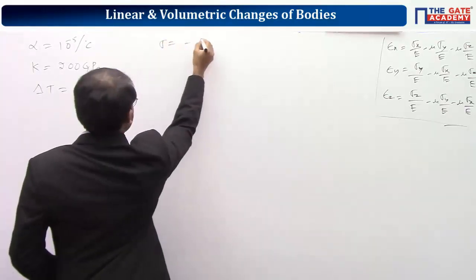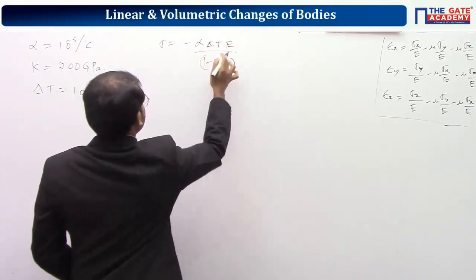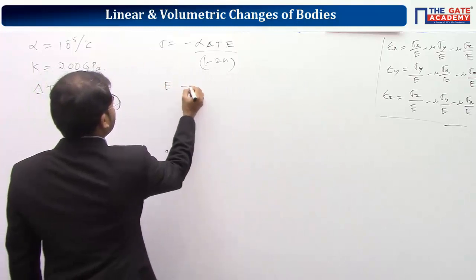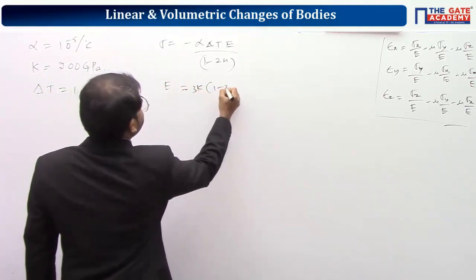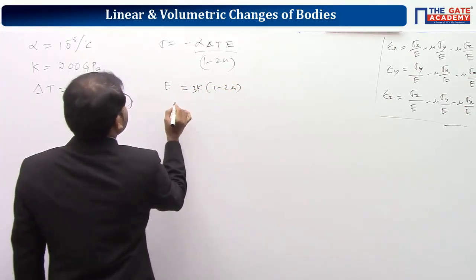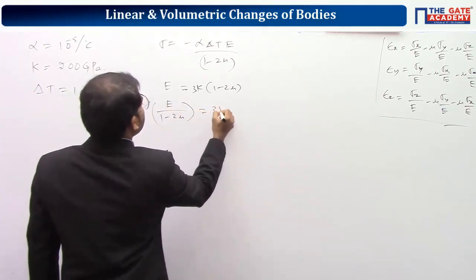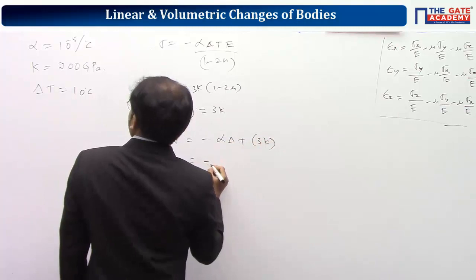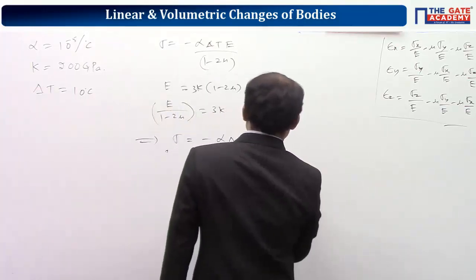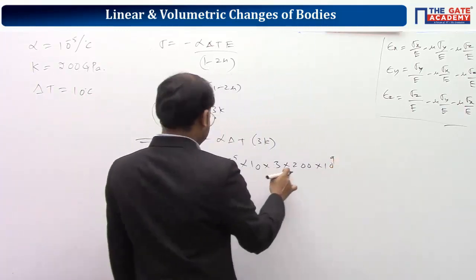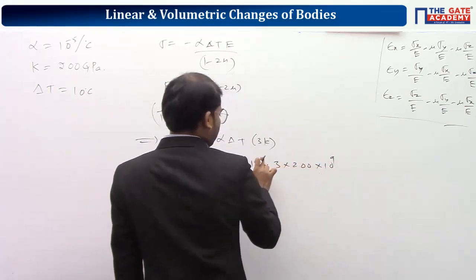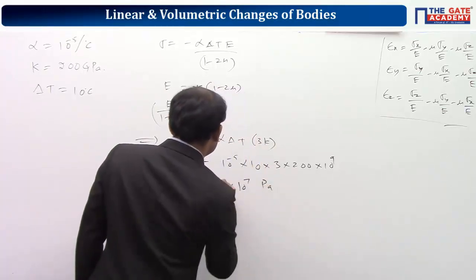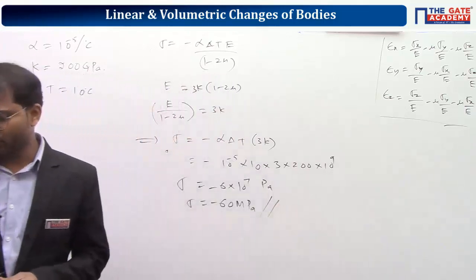We have the formula for this case as minus alpha delta T into Young's modulus by 1 minus 2 mu. But we don't know the value of E and Poisson's ratio mu, but bulk modulus K is given. So we can easily get the answer because we have the formula for the relationship between bulk modulus, Young's modulus and Poisson's ratio. So we can write E by 1 minus 2 mu as nothing but thrice K. This implies the stress is nothing but alpha delta T into thrice K. So minus alpha, that is 10 power of minus 5, delta T is 10, thrice K, 3 into 200 into 10 power of 9. So 10 power of 12 minus 5, 10 power of 7. So it is nothing but minus 60 megapascal. So 60 megapascal compressive is the right answer.